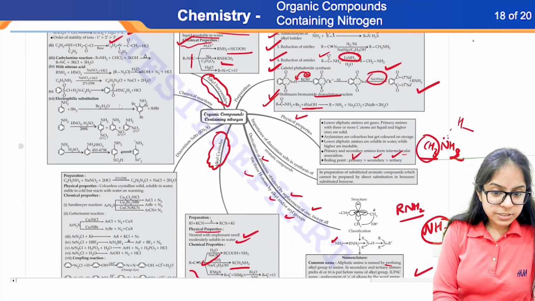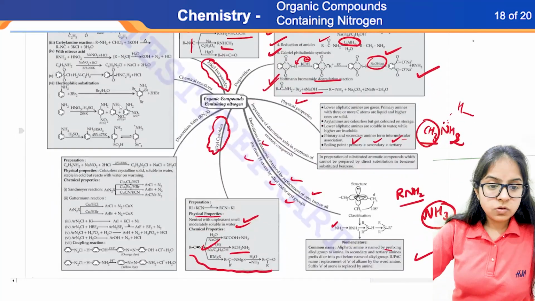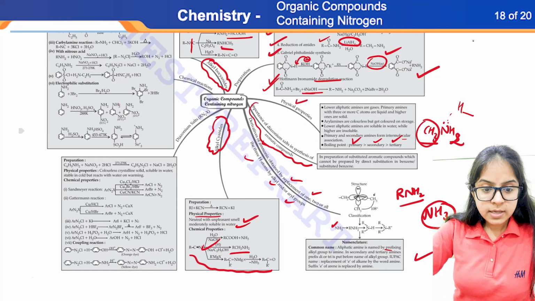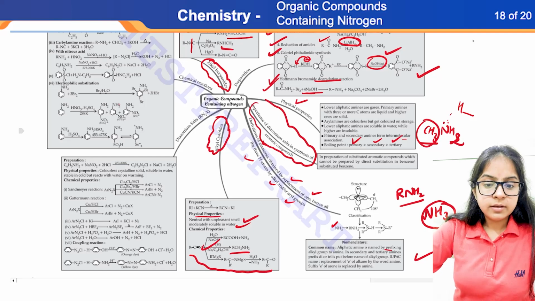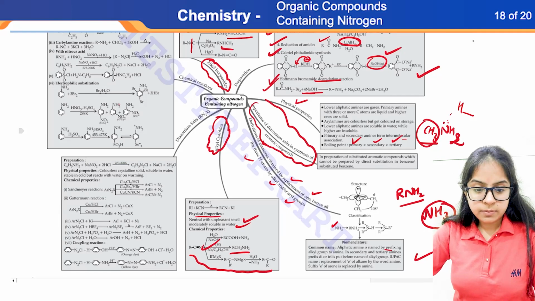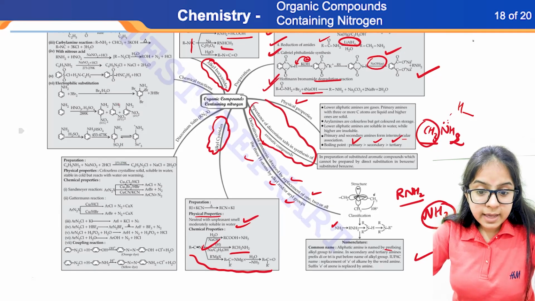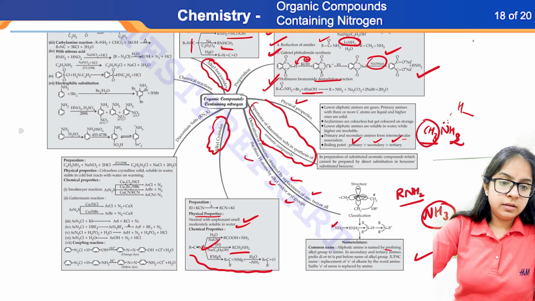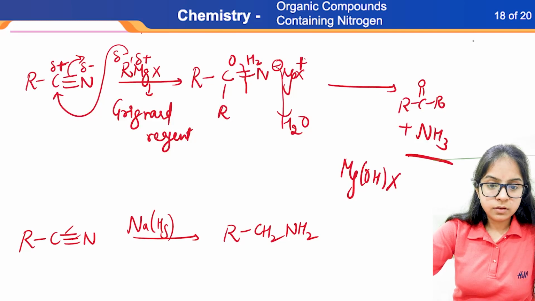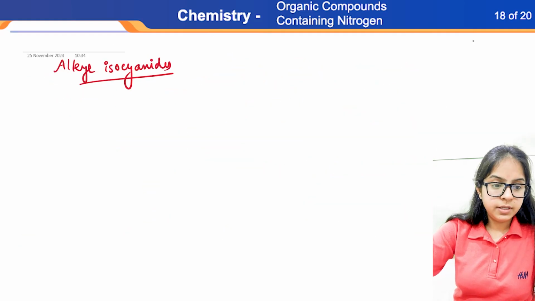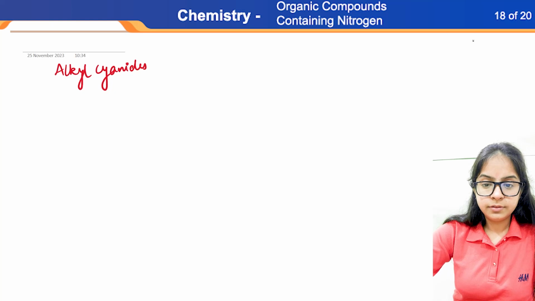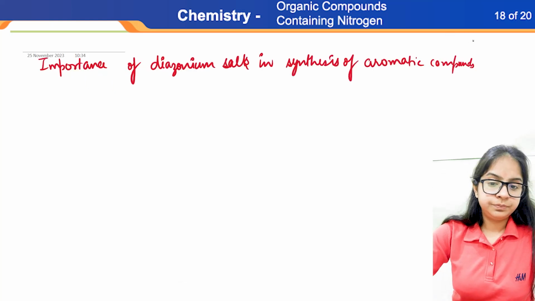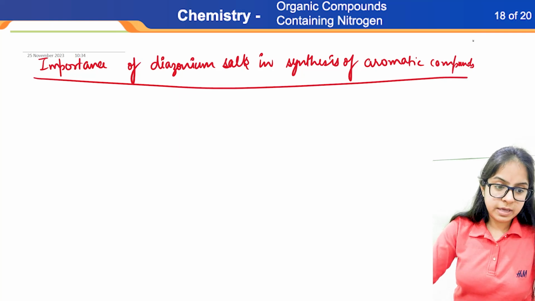Now the next one is again all the reactions of the diazonium salts. The importance of diazonium salts is in the synthesis of aromatic compounds, in the preparation of substituted aromatic compounds which cannot be prepared by direct substitution in benzene and substituted benzene. I have covered this. Alkyl cyanides I have covered. Now the importance of diazonium salts in the synthesis of aromatic compounds.